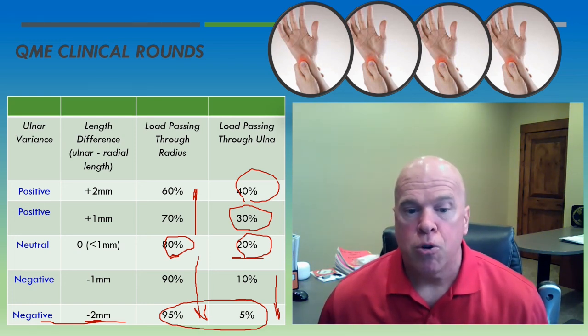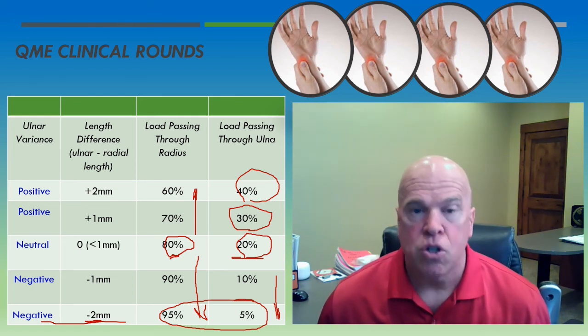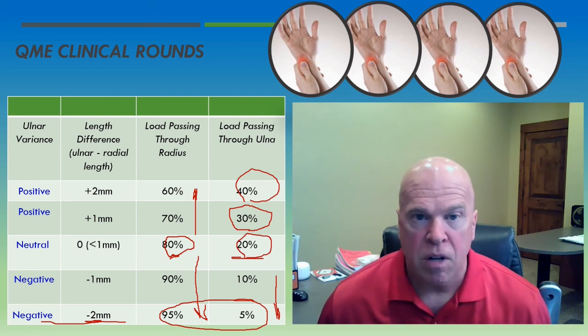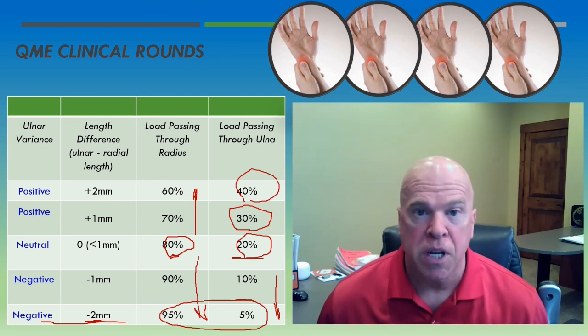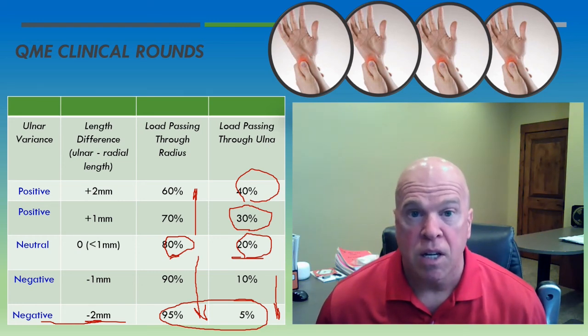Okay, so how do some of these findings of ulnar variance vary with age, and how is ulnar variance going to affect our aging population, and in particular our aging injured workers? Well, let's take a look at that now.